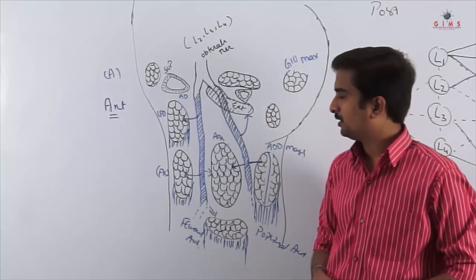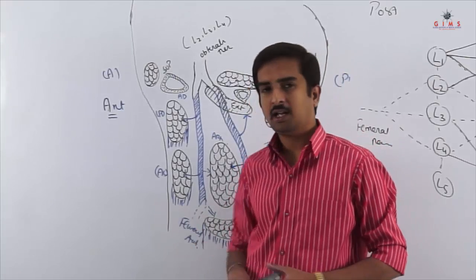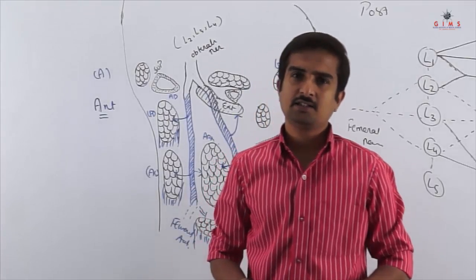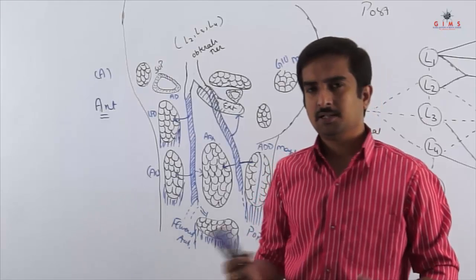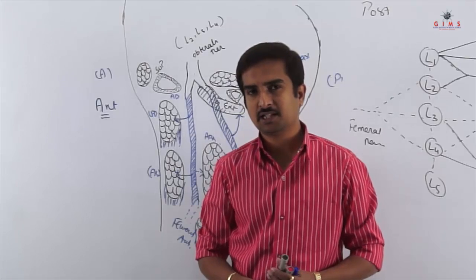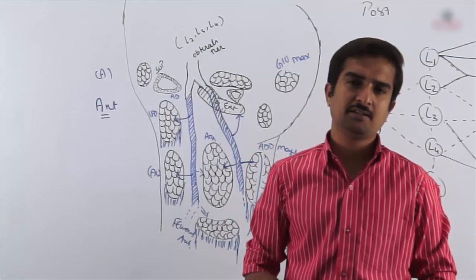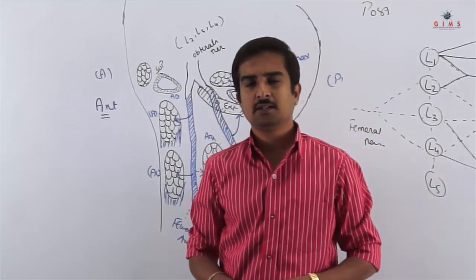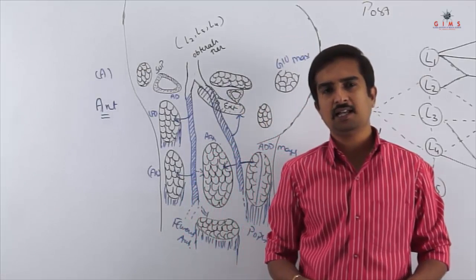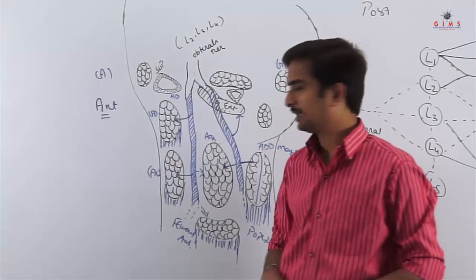Another important point I want to tell you is that the anterior division also supplies the hip joint. That is the reason if there is any disease of the hip joint, the pain may be referred towards the knee as well as the medial aspect of the thigh, because the knee as well as the medial aspect of the thigh is innervated by the same nerve. So in disease of the hip joint there may be referred pain in the knee as well as the medial aspect of the thigh because of the same innervation by the obturator nerve.